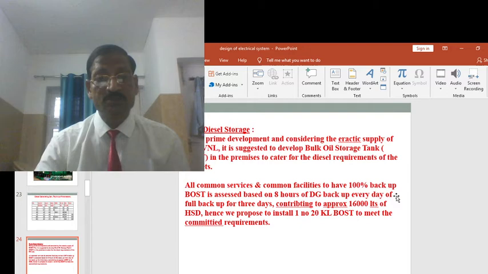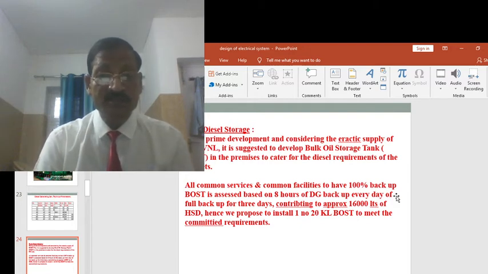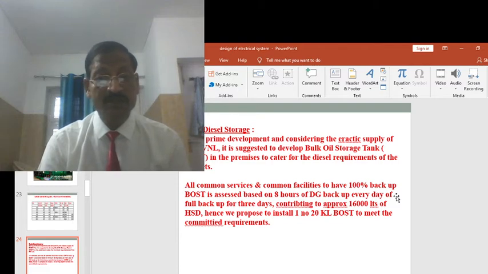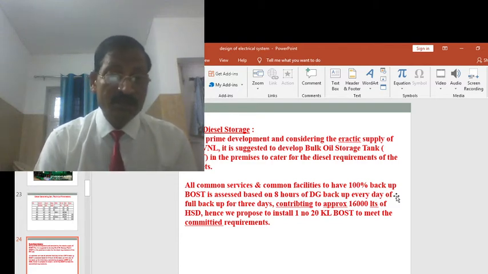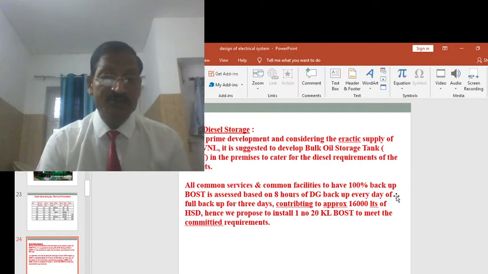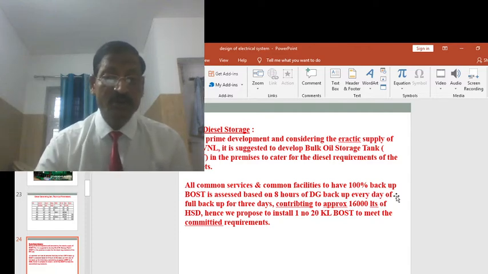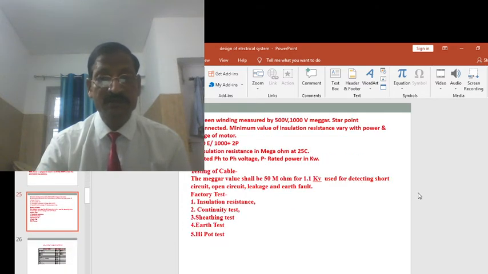Then bulk diesel storage. For the DG set, we calculate the capacity of the tank for all common services and common facilities to have 100% backup. The bulk storage tank is sized based on 8 hours of DG backup every day, for full backup for 3 days, contributing to about 16,000 liter of HSD. Hence we install a 20 KL DG tank.